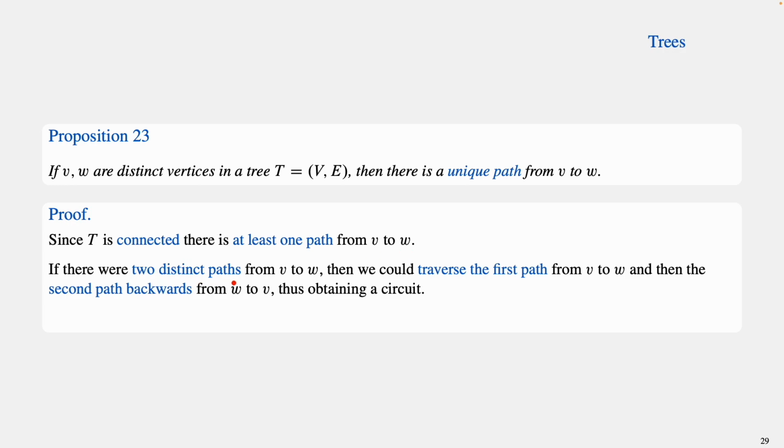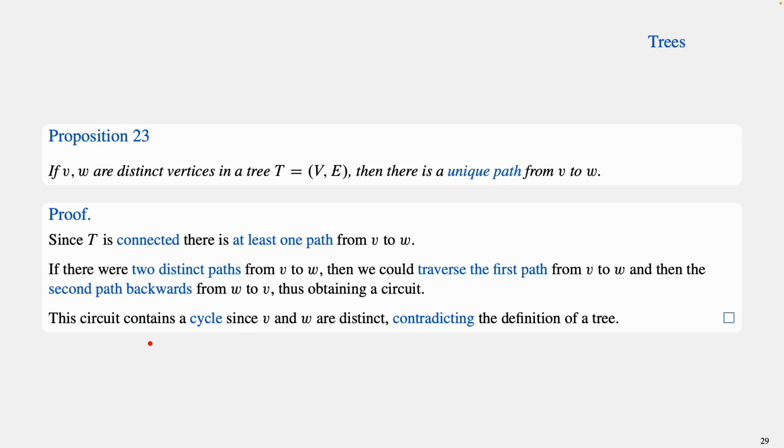Now assume there are 2 distinct paths going from V to W, then we could traverse the first path from V to W and then go the second path backwards from W to V. We can do this because trees are undirected. And in this way we would obtain a circuit. But a circuit contains a cycle, since V and W are distinct, and so we're contradicting the definition of a tree, because trees are required to not contain cycles. And thereby we have shown that there's a unique path from V to W.